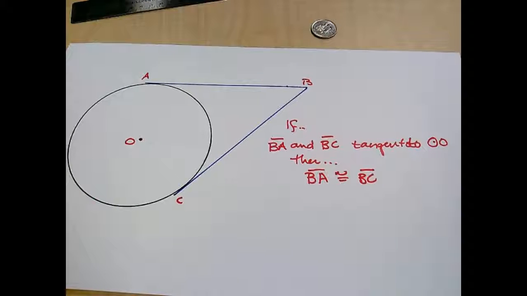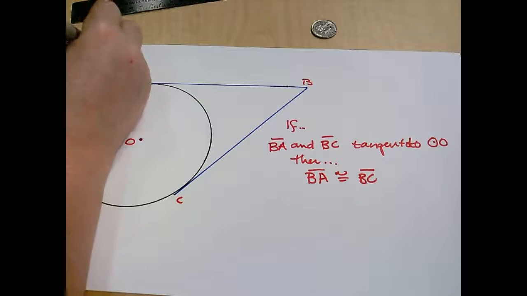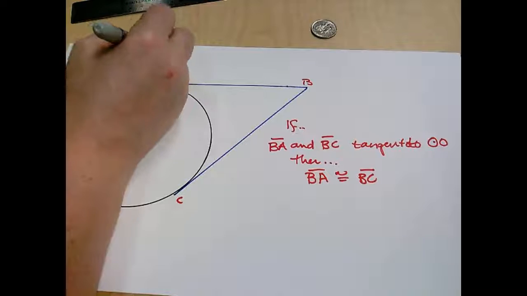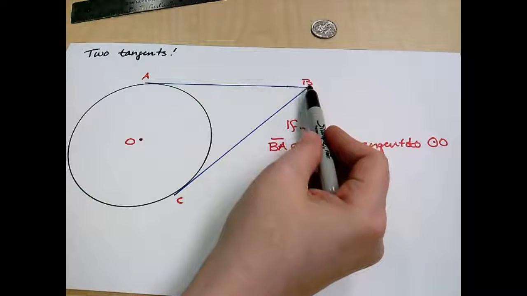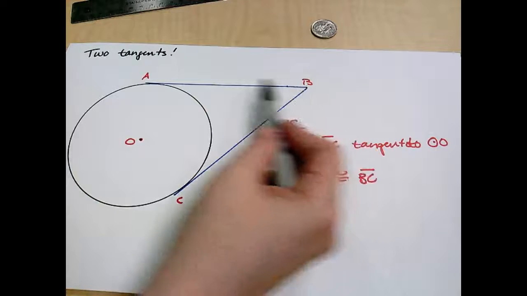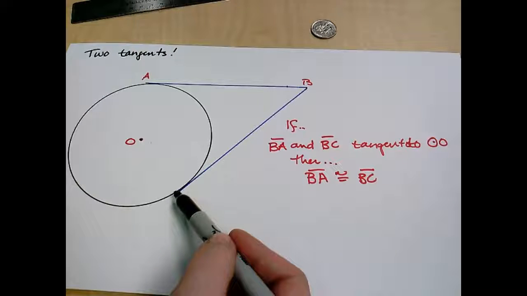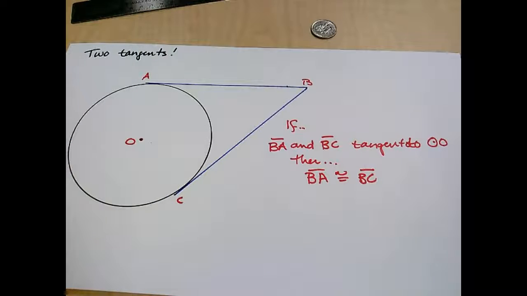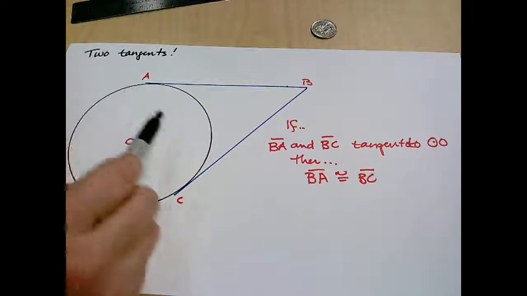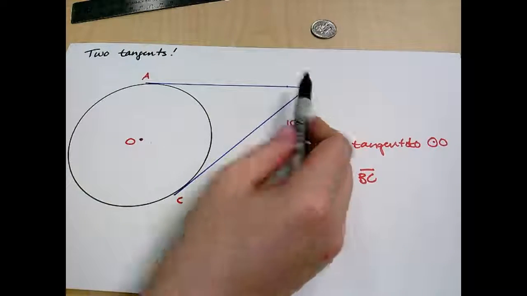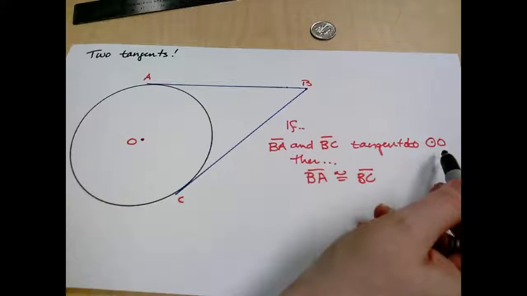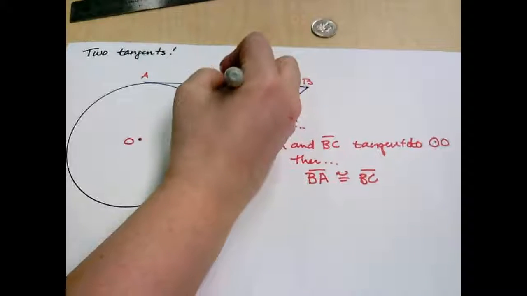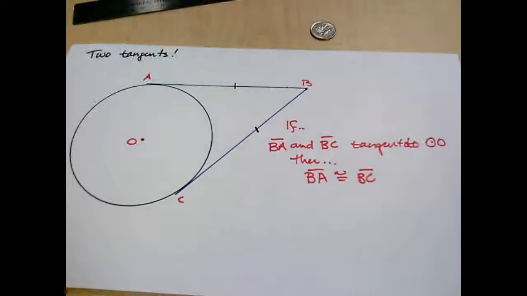The last theorem that we have in this section we're looking at is the theorem that talks about two tangents. And what it tells us is that if you have a point outside of the circle and there's two tangents which come off of that point and touch your circle. So we have two tangents that are tangent to the circle O and they intersect at a point B here. If they're both tangent to O, then those two are congruent.